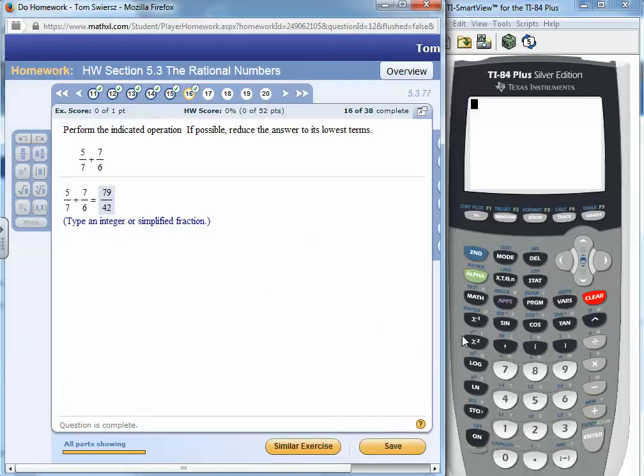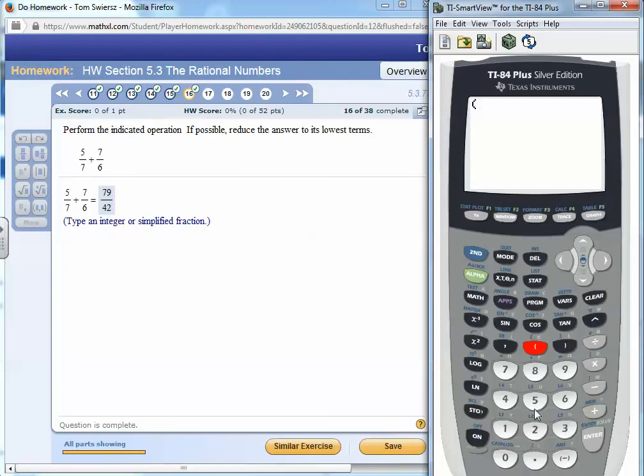Okay, and on the calculator, you don't have to get a common denominator. It will do it for you. So you can simply go ahead and put in 5 divided by 7 as the first fraction, and then we have a plus sign. The second fraction is 7 divided by 6, numerator divided by denominator in parentheses. Both are in parentheses, hit enter.